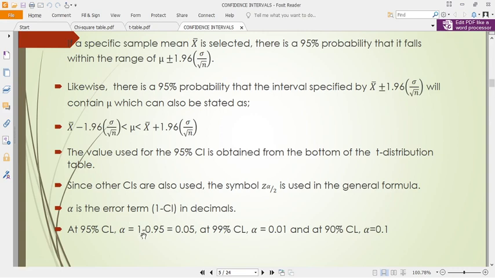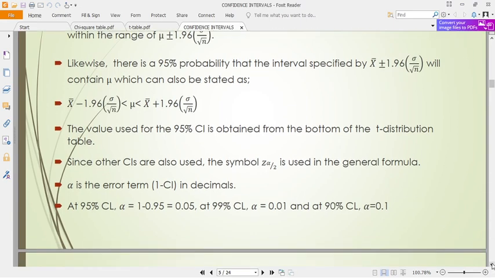So therefore, at 95% confidence level, expressing this as a decimal, 95% is 0.95. So my alpha at 95% confidence level will be 1 minus 0.95, or the error, which is 0.05. Then at 99% confidence level, the error is going to be 1 minus 0.99, which will give us 0.01. Then at 90% confidence level, the alpha will be 1 minus 0.9, which will give us 0.1.